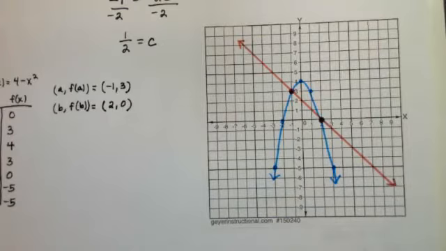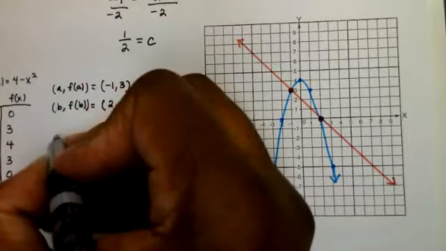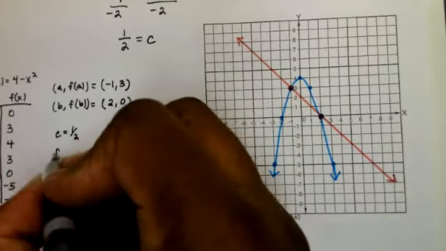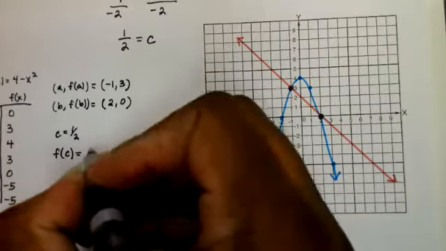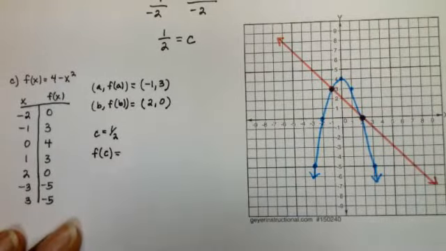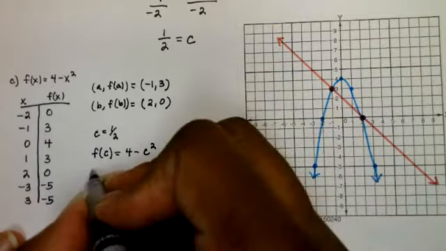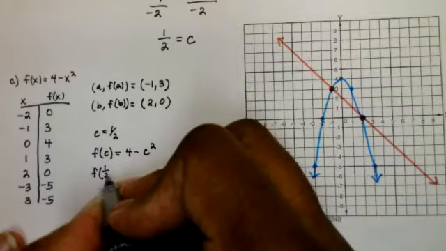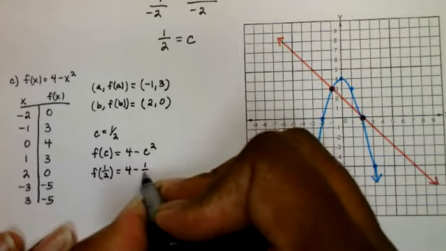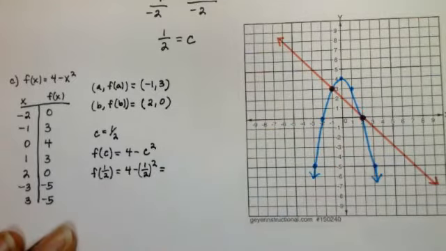Okay. Now back in part B, we found out what C was. That was 1/2. So f of c, since f of x was 4 minus x squared, f of c in this case will be 4 minus c squared. And here f of 1/2, since c is equal to 1/2, we just substitute that c with the 1/2. So it'll be 4 minus 1/2, and that's going to be squared.